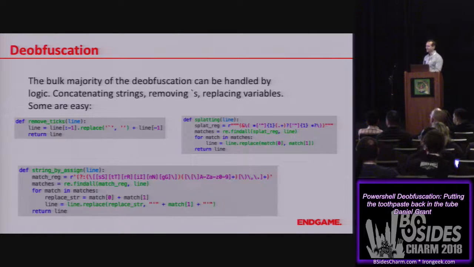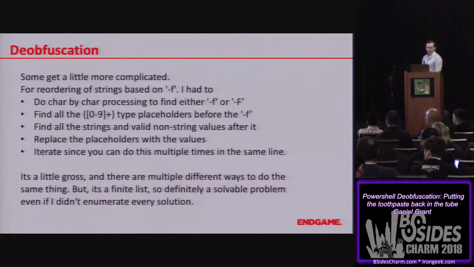For string assignments, you can cast things as strings or characters and all this sort of stuff. You can find a match and just replace it pretty easily. None of those are bad. They're all completely reversible functions. Sometimes it gets a little bit more complicated.